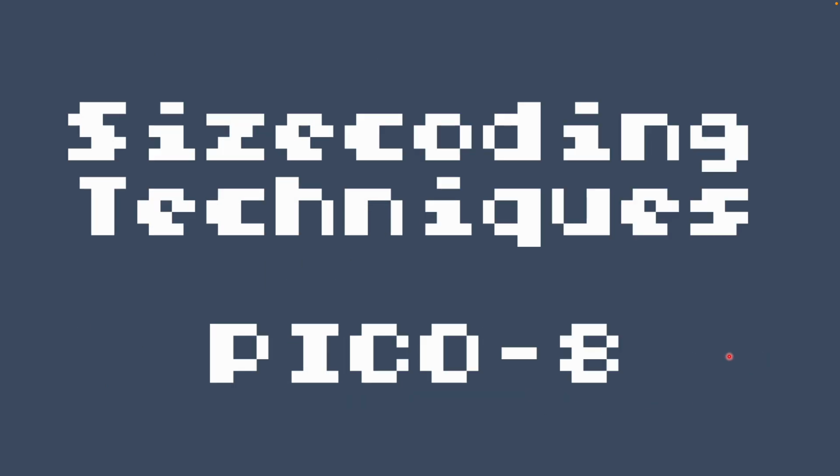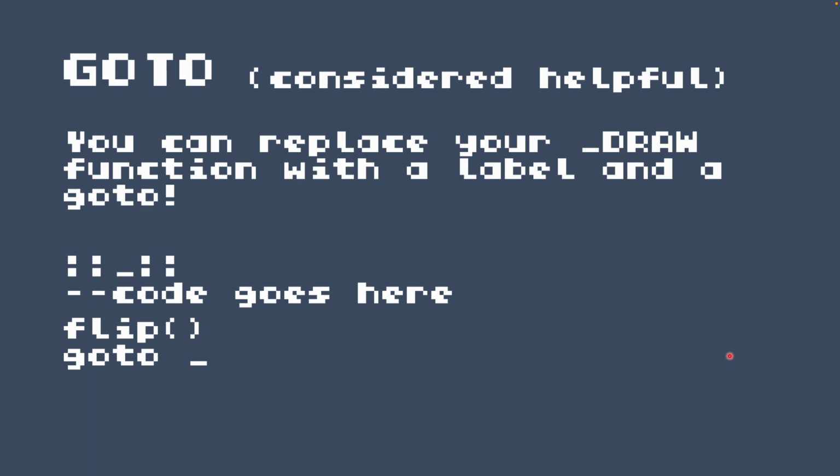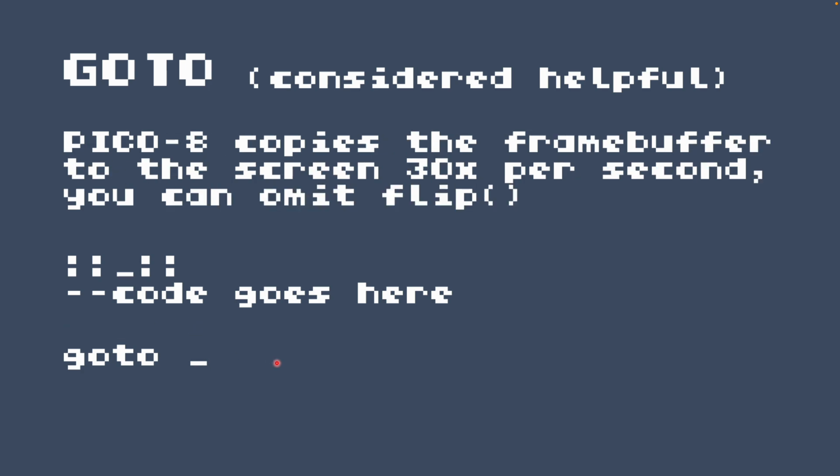So now we'll talk about some size coding techniques that are specific to the Pico-8. So goto is something that you can use in your program, and in this case it is used to replace the draw function with a label and a goto. You will create your label with the 2 colons and usually a single character, and on tweet cards and stuff like that you might see the heart emoji or something like that being used, and your code will go here, and then there's a flip function, and flip waits for the screen to synchronize, and then you can goto the label. Pico-8 copies the frame buffer to the screen 30 times per second anyway, so you can omit flip if you're not too concerned about the state your effect is in when it gets copied to the screen.